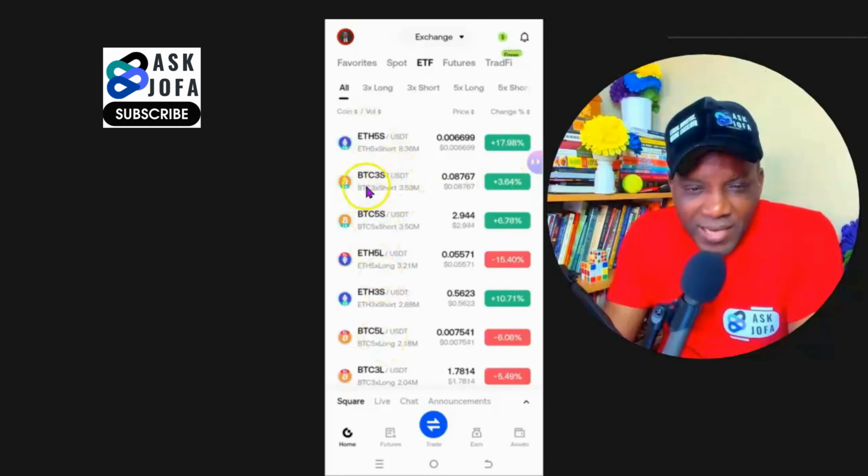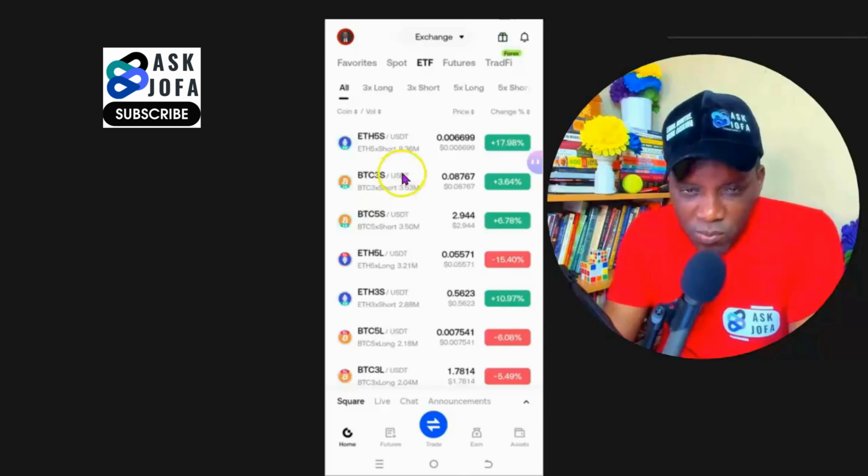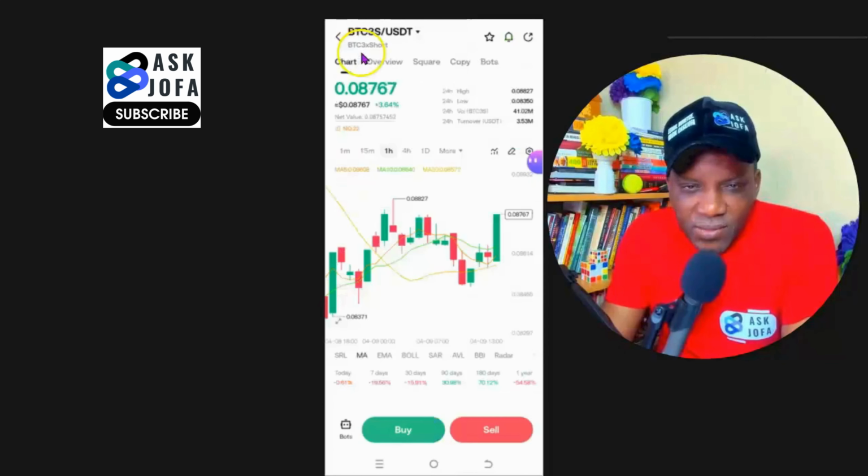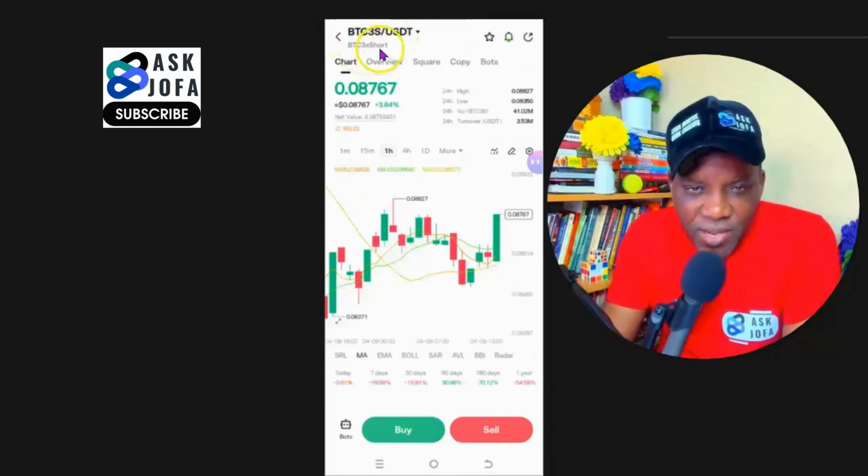If you are going short, that implies you are saying that Bitcoin will fall in price. But if you are going long, that implies that you are saying Bitcoin price will go up. That is, you are speculating. So you select your leverage token. You select this. You can tap trade, just tap inside here. You can see, as at the time of this video, I'm going for short. That is, I'm speculating that the price of Bitcoin is going to fall.